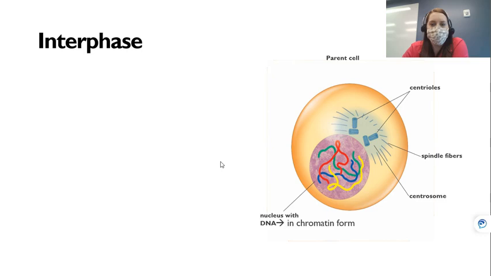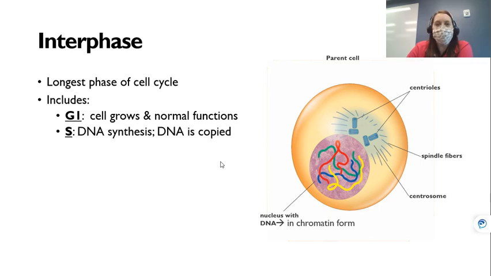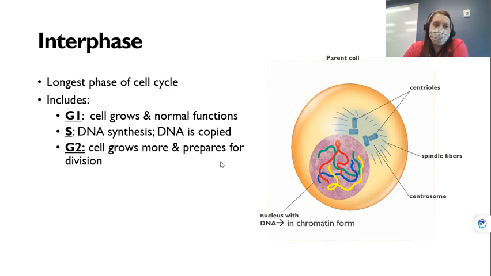We're going to talk about interphase in detail now. Okay, so it's the longest phase of the cell cycle. It's the part where the cell is not dividing. Let's talk about G1. G1 is the phase of the cell cycle where it's just being a normal cell. It grows in size and does normal functions for whatever type of cell that is. The S phase is where S stands for synthesis. It's called DNA synthesis. This is where DNA is copied. We're making a new copy of that DNA for the cell when it divides.